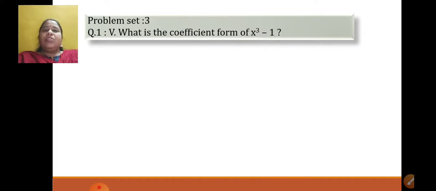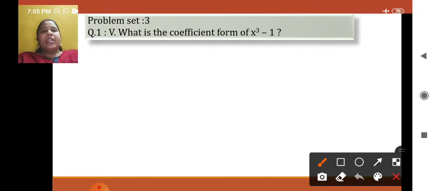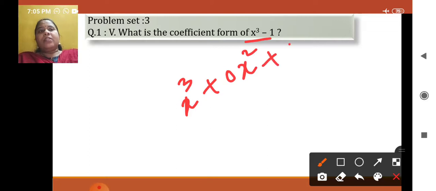Now, based on this, we will take the problem set sums. This is an MCQ question, that is the 5th one. What is the coefficient form of x cube minus 1? Now, this is x cube minus 1. Correct. So first thing is, in order to write coefficient form, I need to write it in standard form. x cube plus 0x square plus 0x and then minus 1.